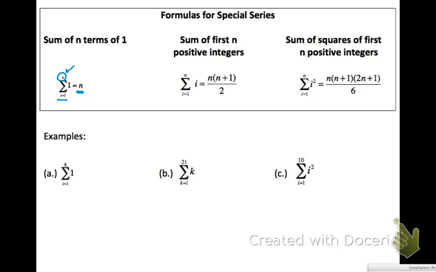This is the first example, the sum of n terms of 1. In this case, we're doing 8 terms of 1. So following the formula, the answer would just be 8.